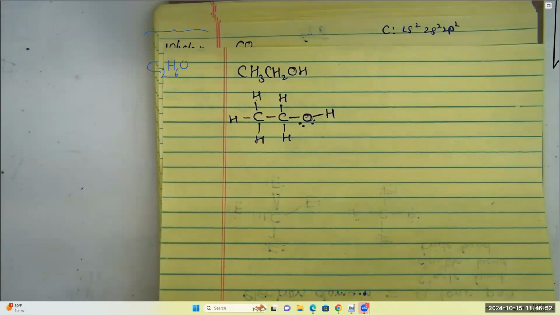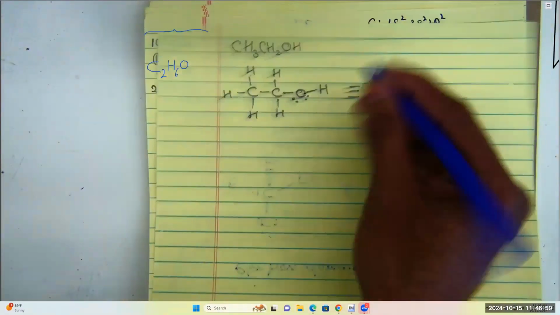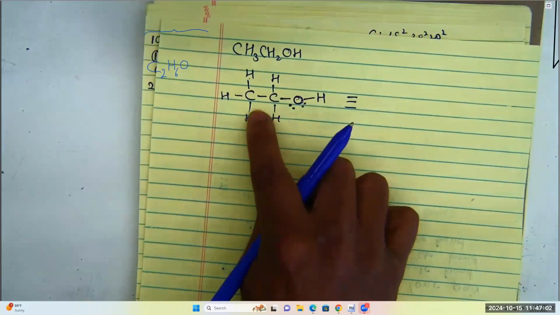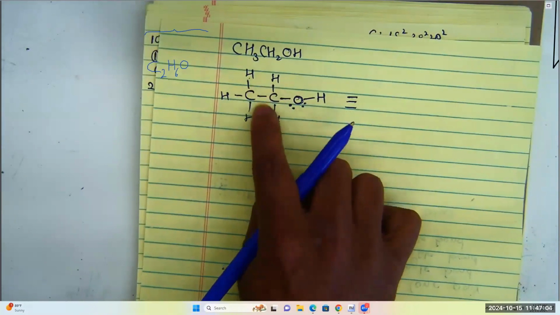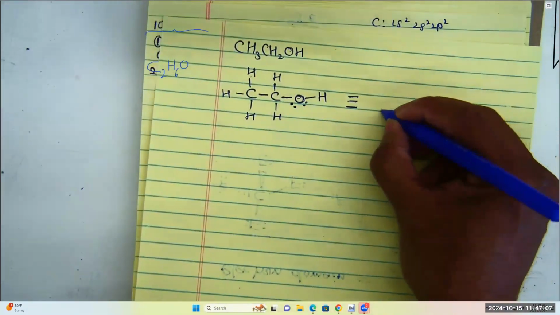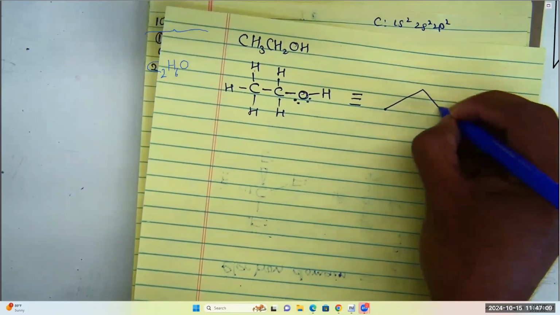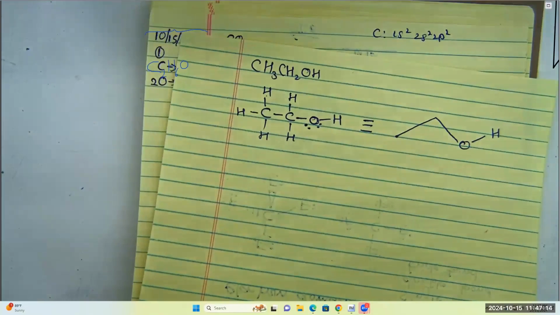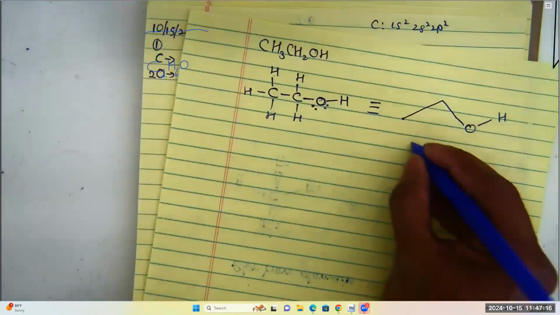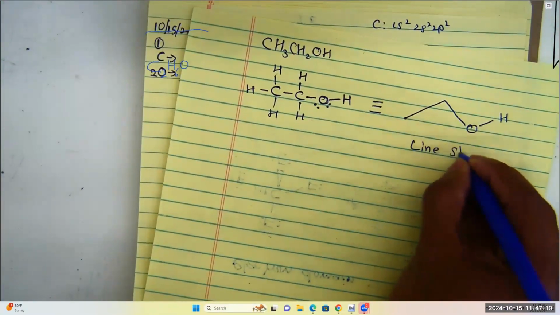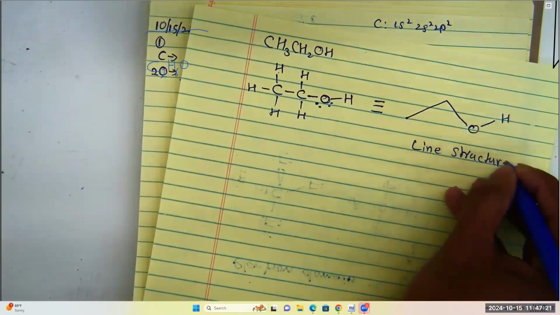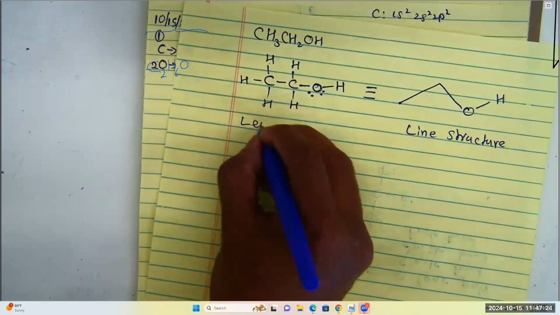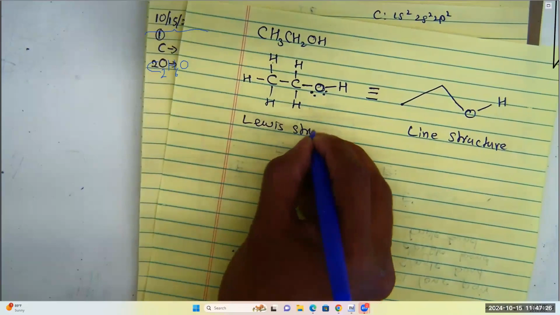All right. Now, here's the main thing I want to do here actually. This same structure can be represented like this. Instead of drawing my carbons and hydrogens bonded to carbon, I can draw this. And I'm going to call this the line structure of the same molecule. This is the Lewis structure.